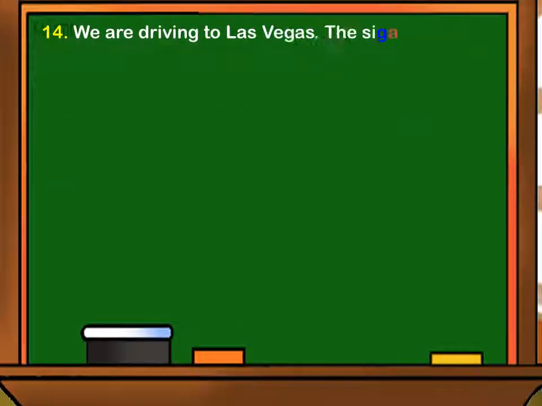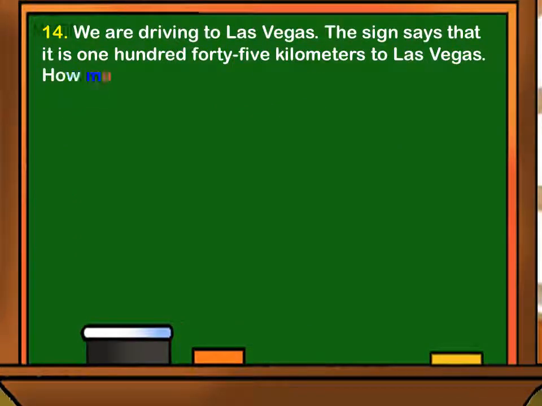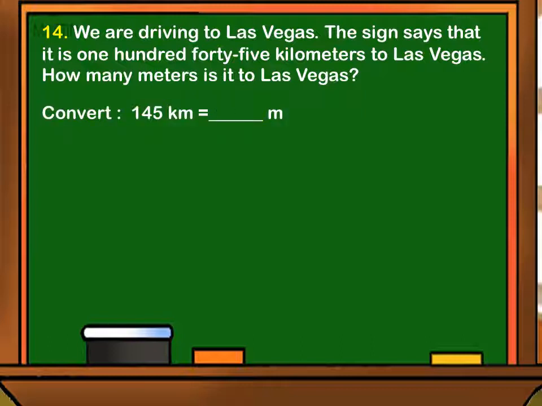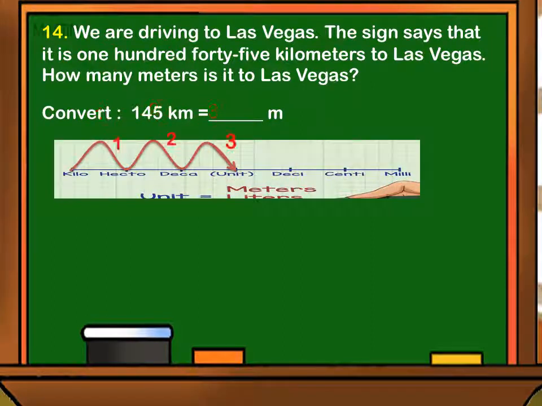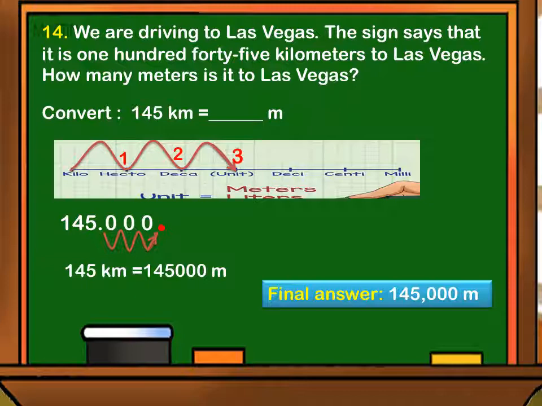We are driving to Las Vegas. The sign says that it is 145 kilometers to Las Vegas. How many meters is it to Las Vegas? We only have to convert 145 kilometers to meters. There are 3 steps going to the right from kilometer to meter. We have to move the decimal point 3 places going to the right. 145 kilometers equals 145,000 meters. Final answer, 145,000 meters.